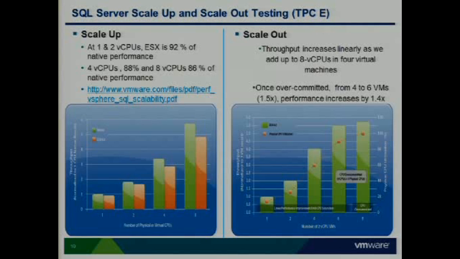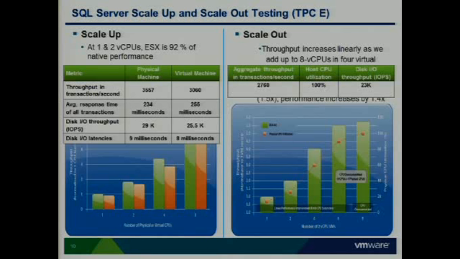At 1 and 2 virtual CPUs, we ran at 92% of native performance. At 4 CPUs, we ran at 88% of native performance, and at 8 CPUs, we ran at 86%. Now, those numbers don't sound great until you look at the workload.